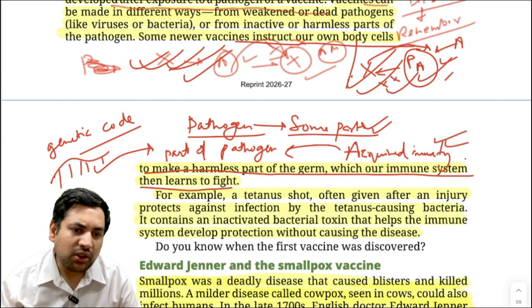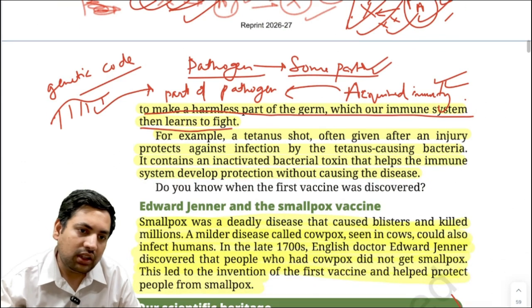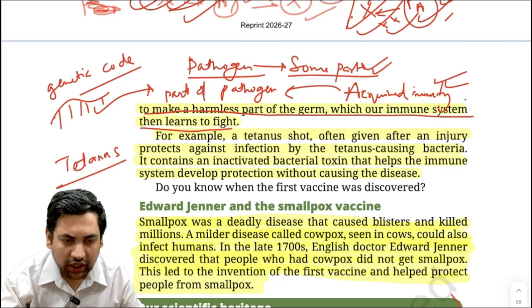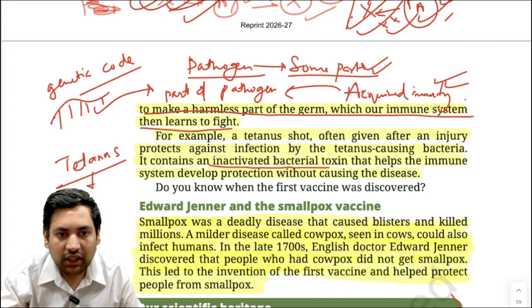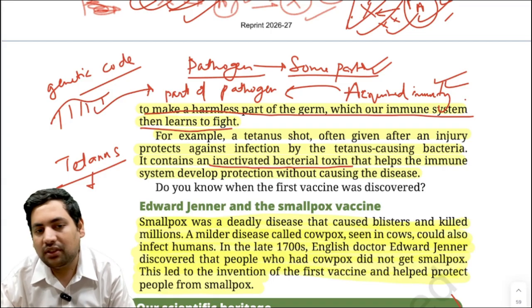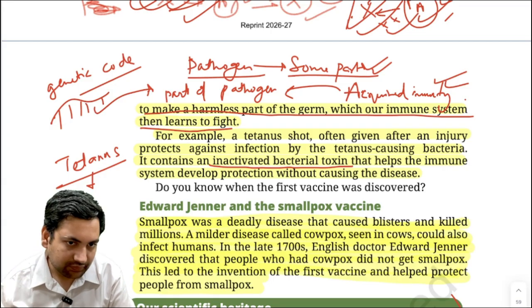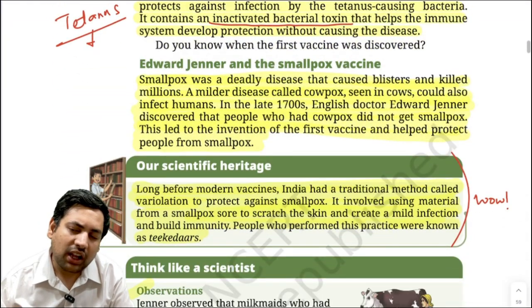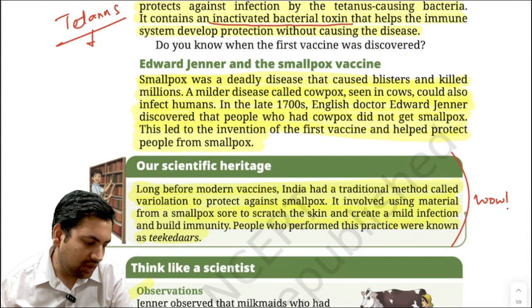Then it talks about one of the important diseases, called tetanus. Okay, so here they use an inactivated bacterial toxin. Okay, we learn this when we study types of vaccines. Then it talks about how the first vaccine was discovered by Edward Jenner.